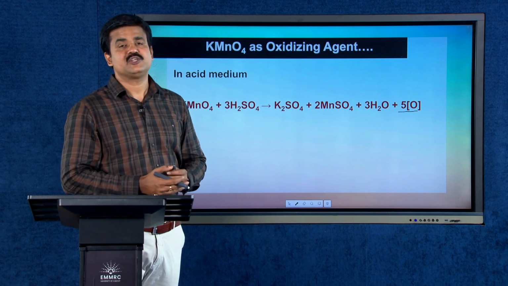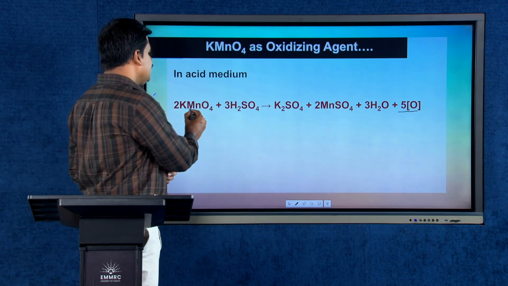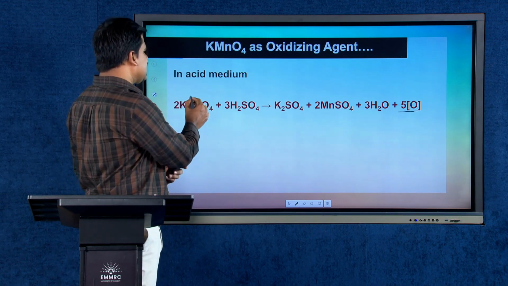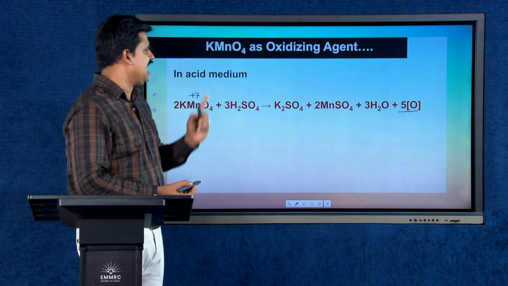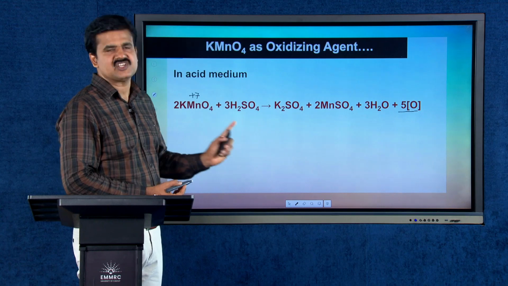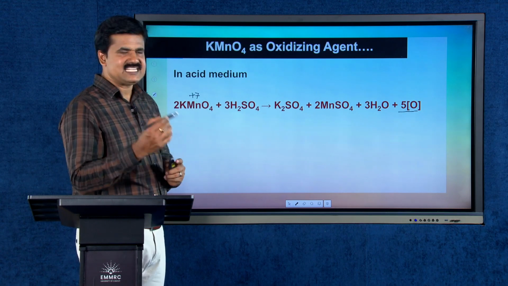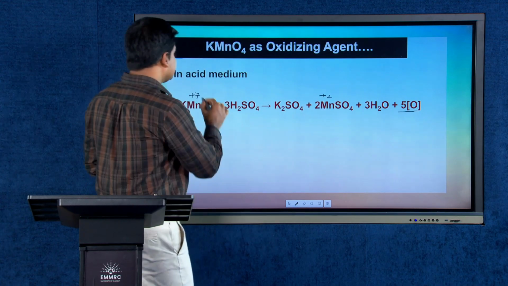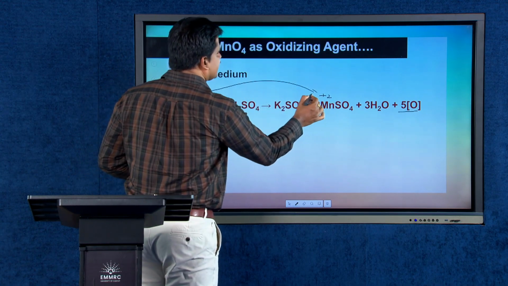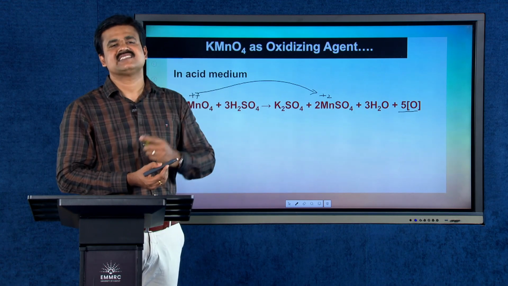One more thing you have to note as far as this reaction is concerned, here in potassium permanganate, the central atom manganese is present in +7 oxidation state. And as a result of this reaction with the sulfuric acid, the +7 oxidation state of manganese is just converted to +2 state. That is, here some reduction occurs. So, reduction happens to an oxidizing agent.